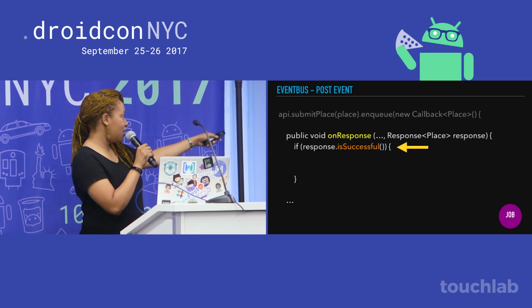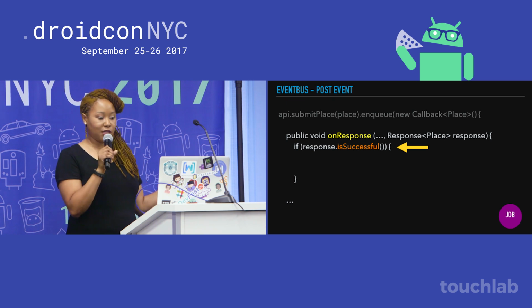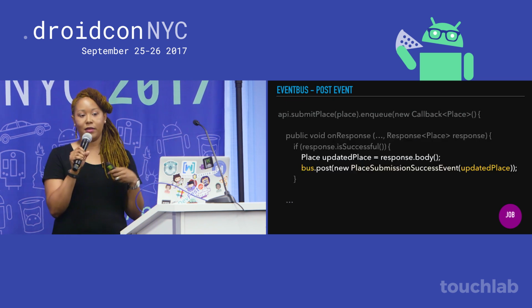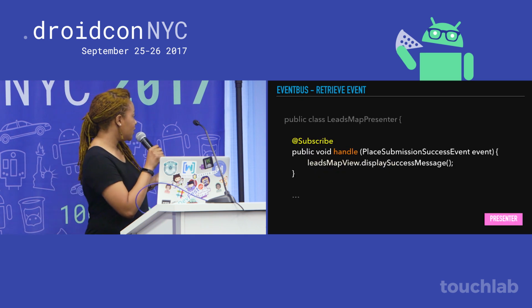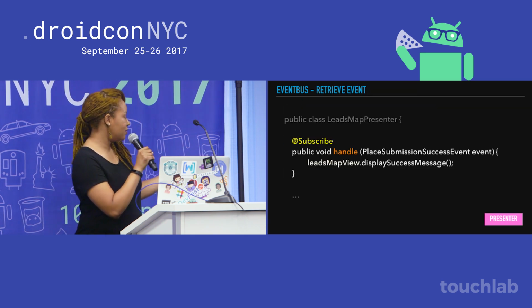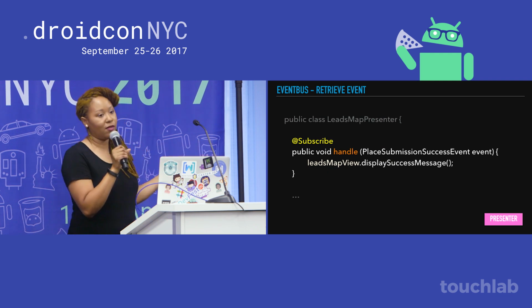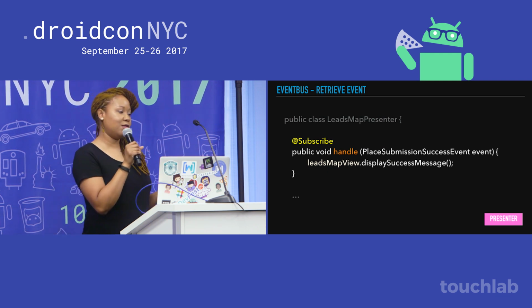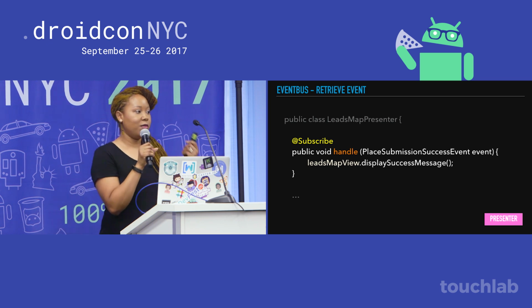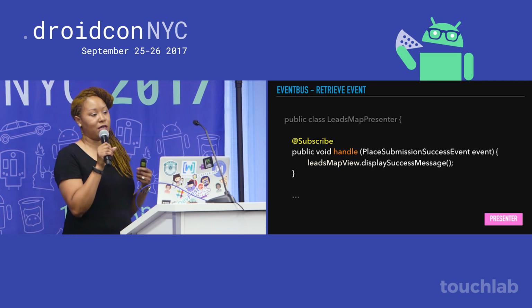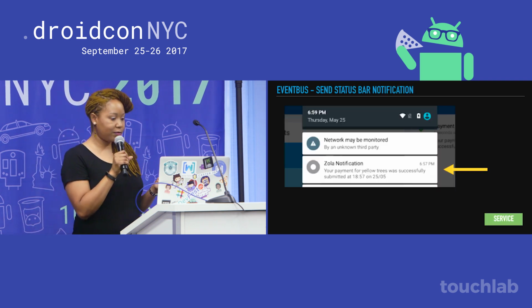Then we would check to see, hey, is this response successful? If so, we would post an event to the bus with the updated information. Now we're back here in the presenter. It subscribes to that particular event, and then it takes whatever action it needs. So maybe it's going to display a message to the user, or maybe it's going to change the UI in some way. But this way, the presenter only subscribes to information that it cares about.